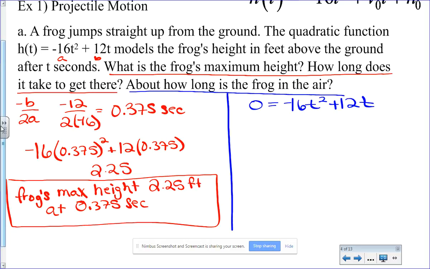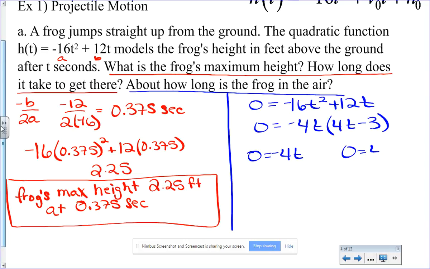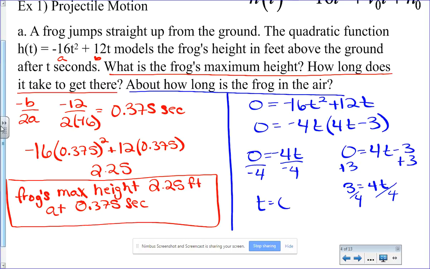Okay, I can either use the quadratic formula or I can factor. For this case, I'm going to factor because I can divide each of those by negative 4t. So you get positive 4t minus 3 equals 0. And then to solve, I'm going to set each part equal to 0. So negative 4t equals 0, and 4t minus 3 equals 0. We're going to divide by negative 4 on both sides, and add 3 to both sides, where we divide by positive 4. So for the first one, we get t equals 0.